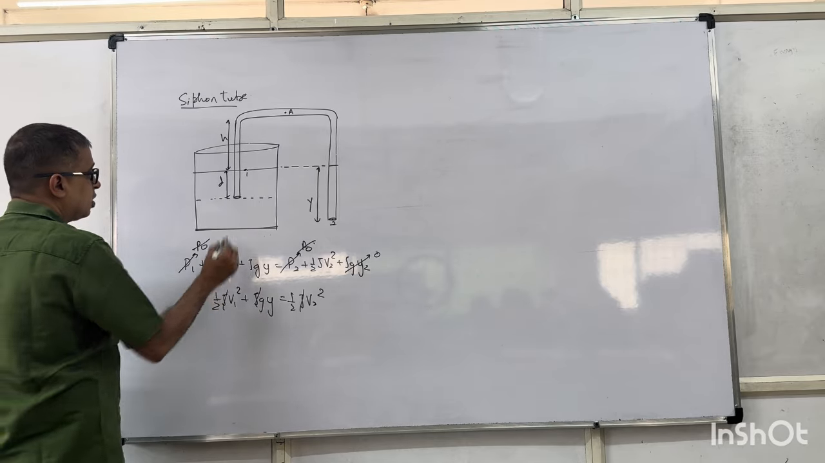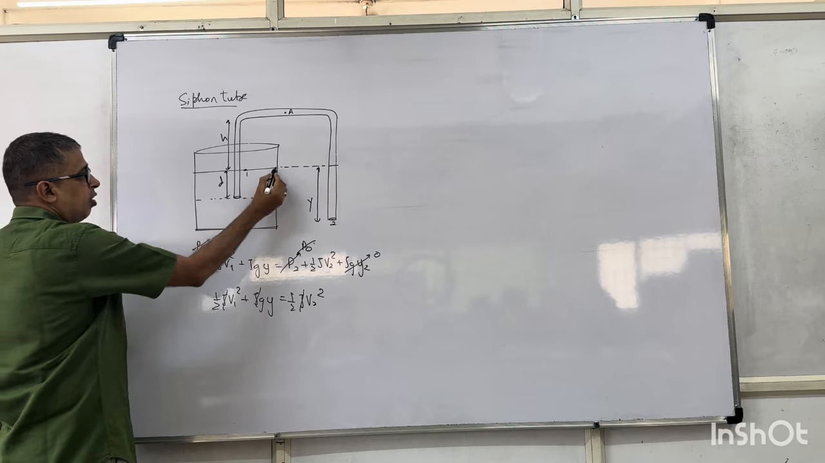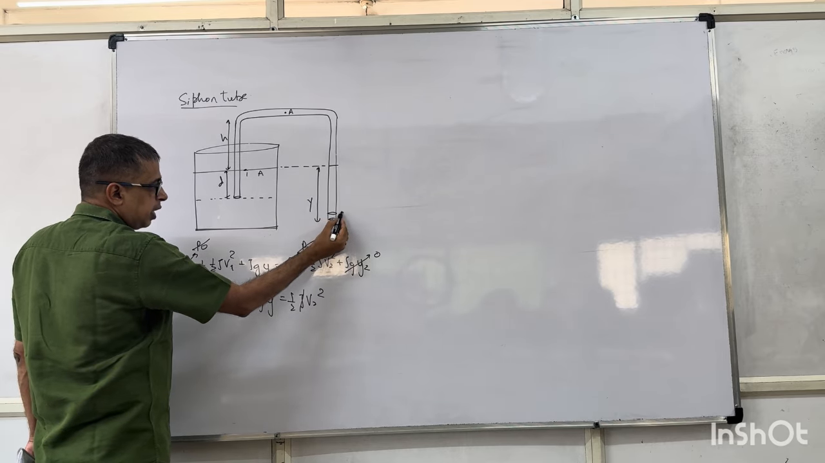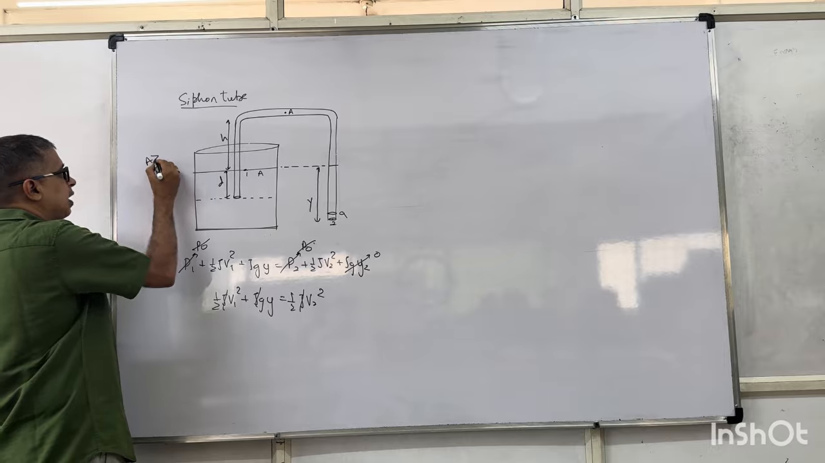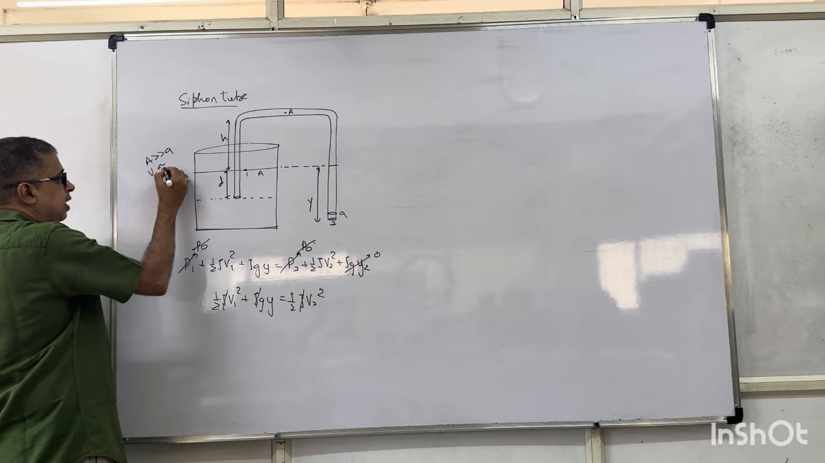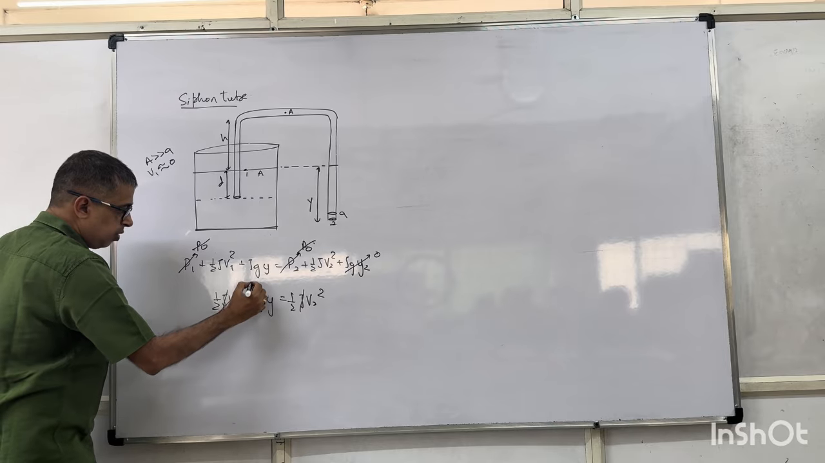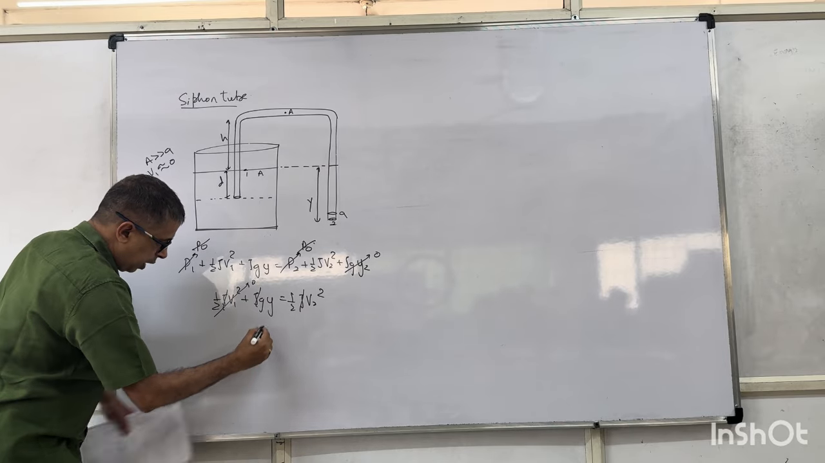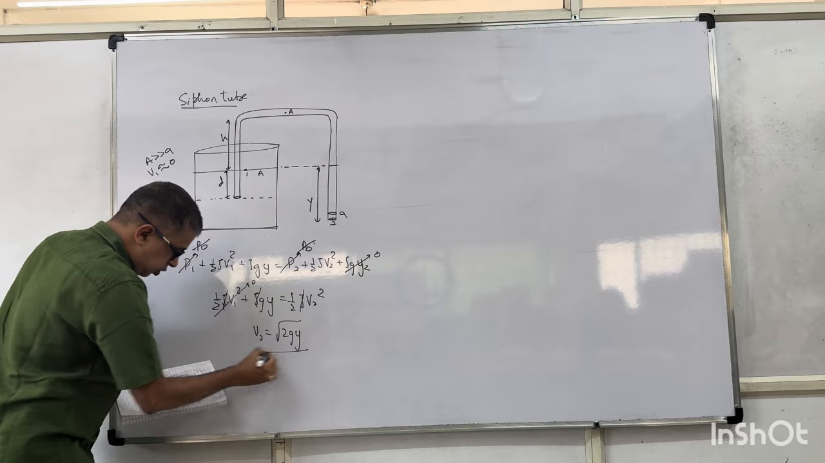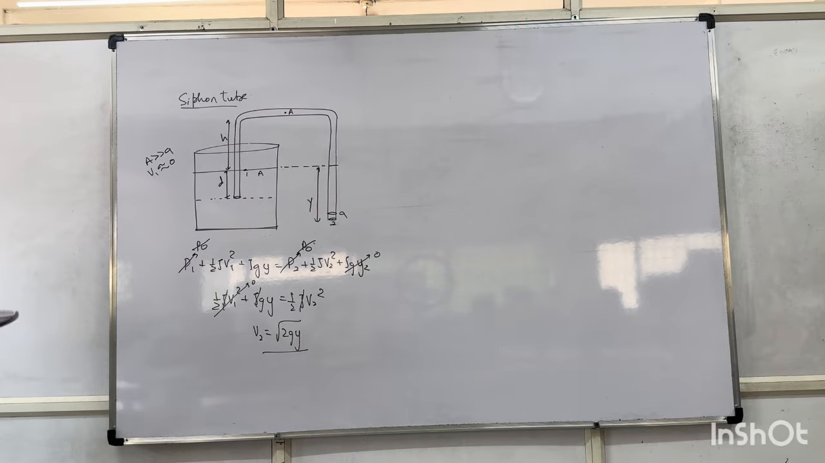Right? Now understand one thing. This area of cross section capital A is much greater than small a. Capital A is much greater than small a. So V1 will tend to be 0. V1 will be 0, and hence you will get V2 is equal to root over of 2G by something, that we were expecting.